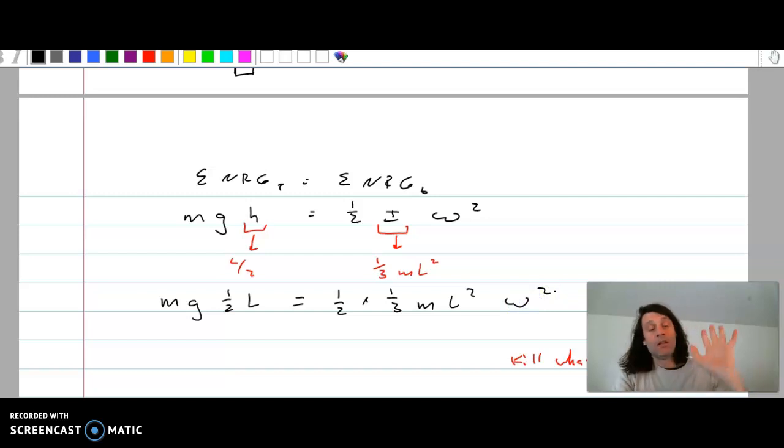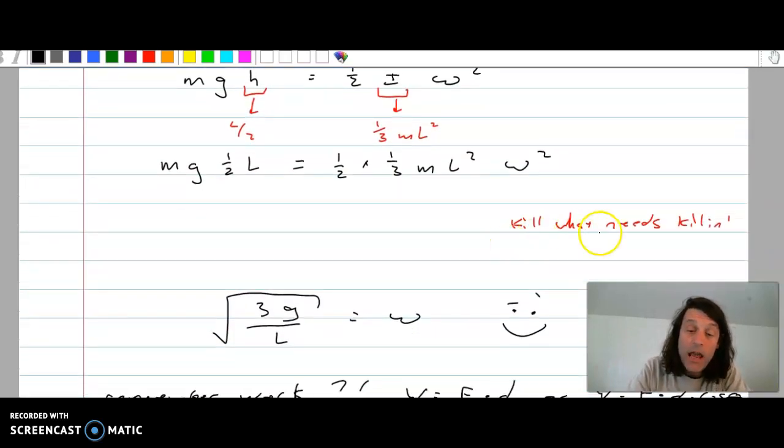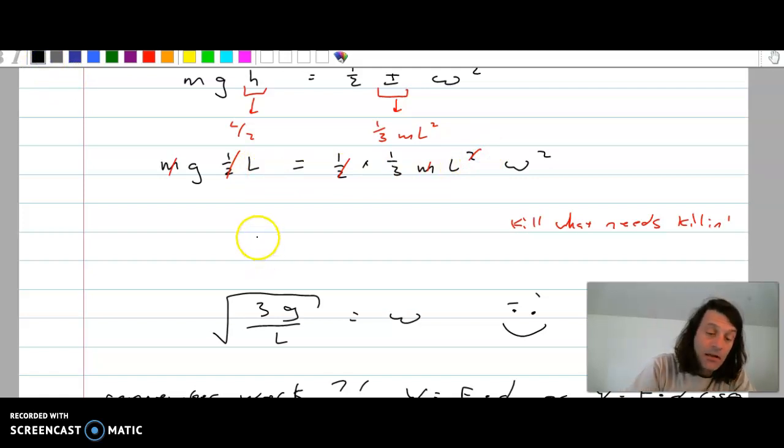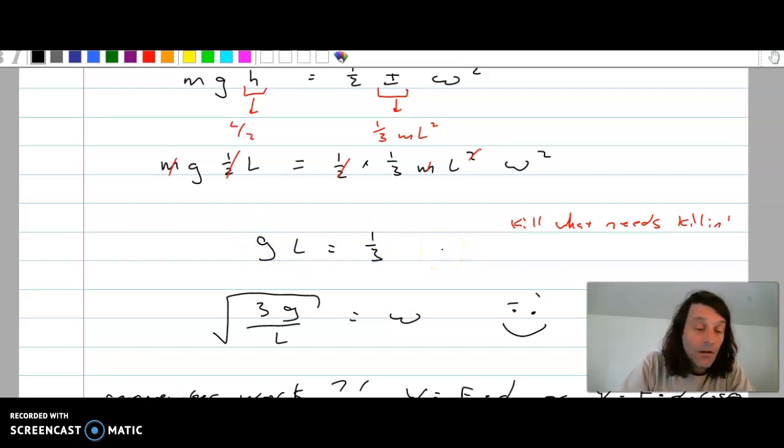All right, so that's why I didn't go ahead and multiply the 1/2 by the 1/3, because you can tell when we go to cancel what needs canceling, we can kill the 1/2. So I'll just eliminate those, and we can once again kill the masses, and that L kills the square of that L. So after all that canceling, I have what? A g L is equal to 1/3.